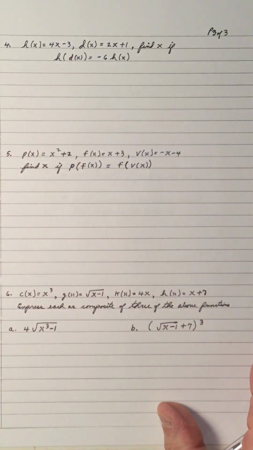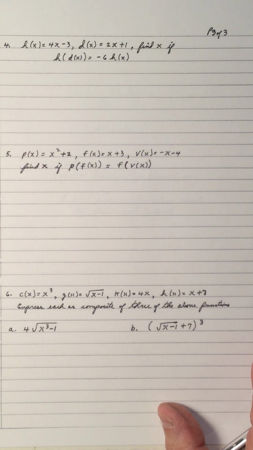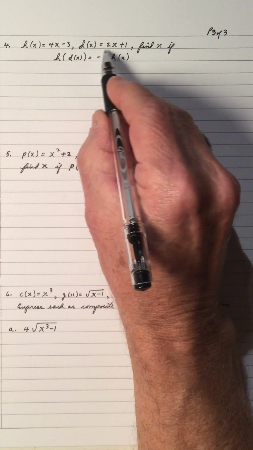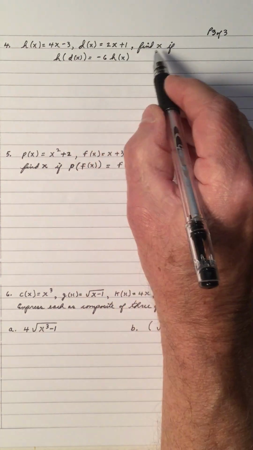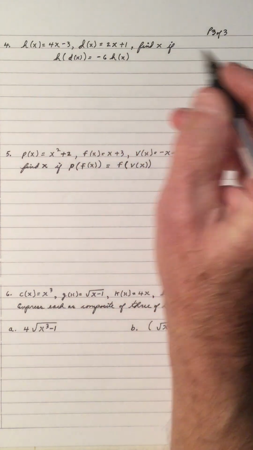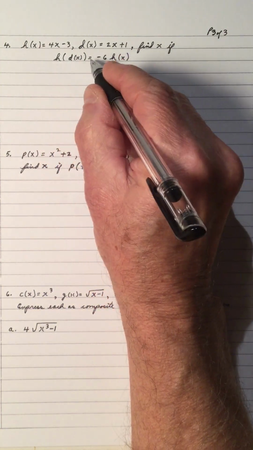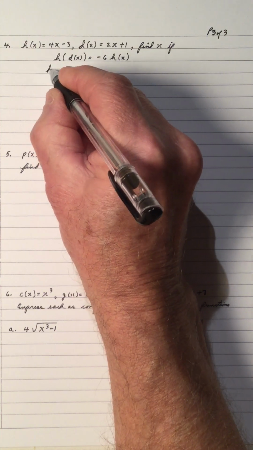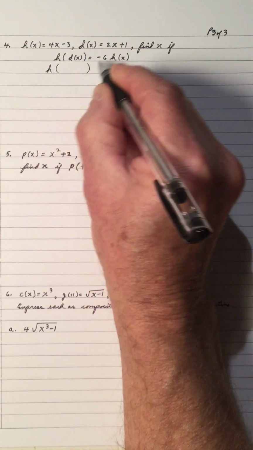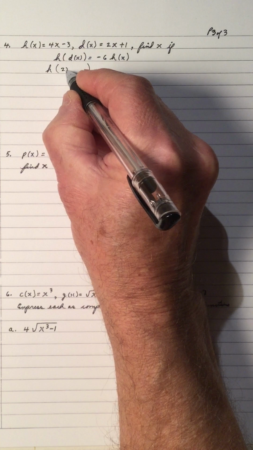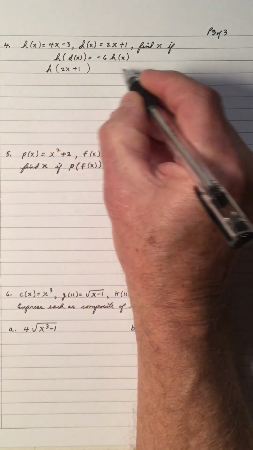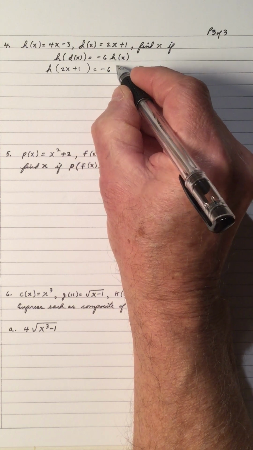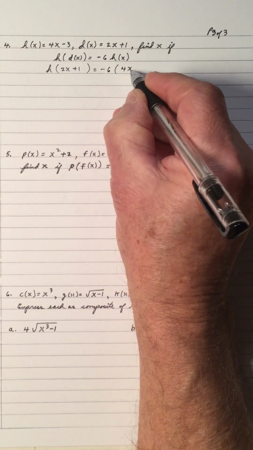Let's continue. H of x is 4x minus 3. The d of x is 2x plus 1. Find x if the h of the d of x equals negative 6 times h of x. So the h of the d of x, the d of x is 2x plus 1, equals negative 6. The h of x is 4x minus 3.